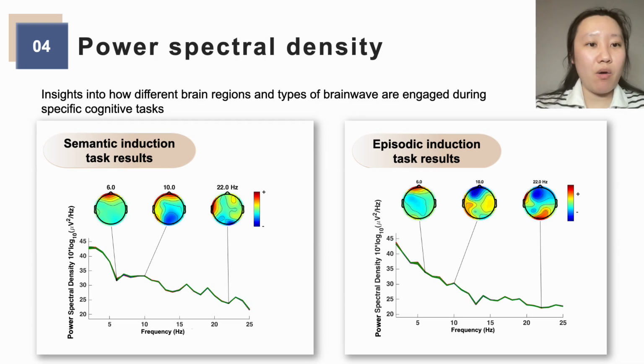Now let's see the power spectral density results. The power spectral density can be used to provide insights on how different brain regions and types of brain waves are related in some specific cognitive tasks. Here we show the two images of the semantic memory results and episodic memory results. Now let's see the results in depth.